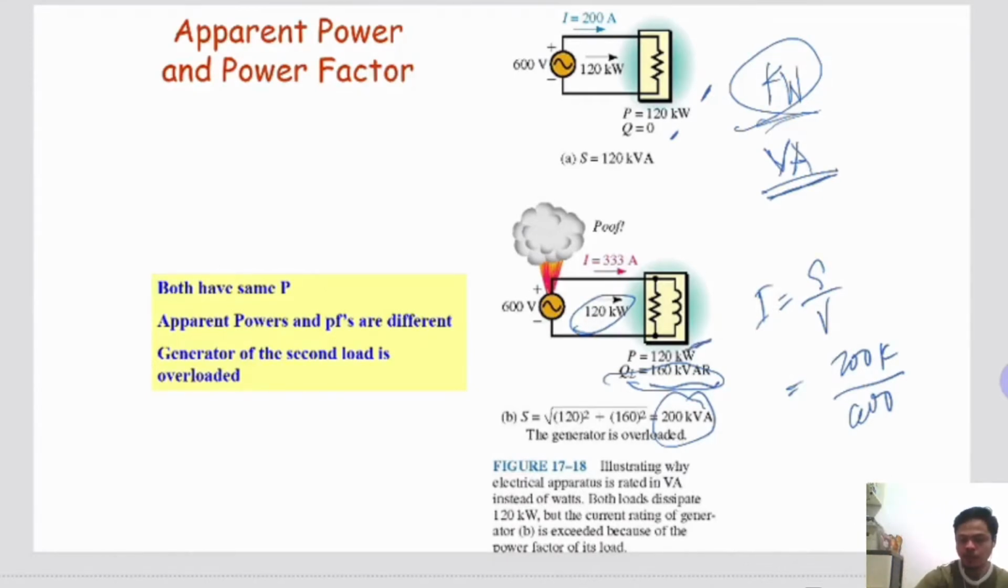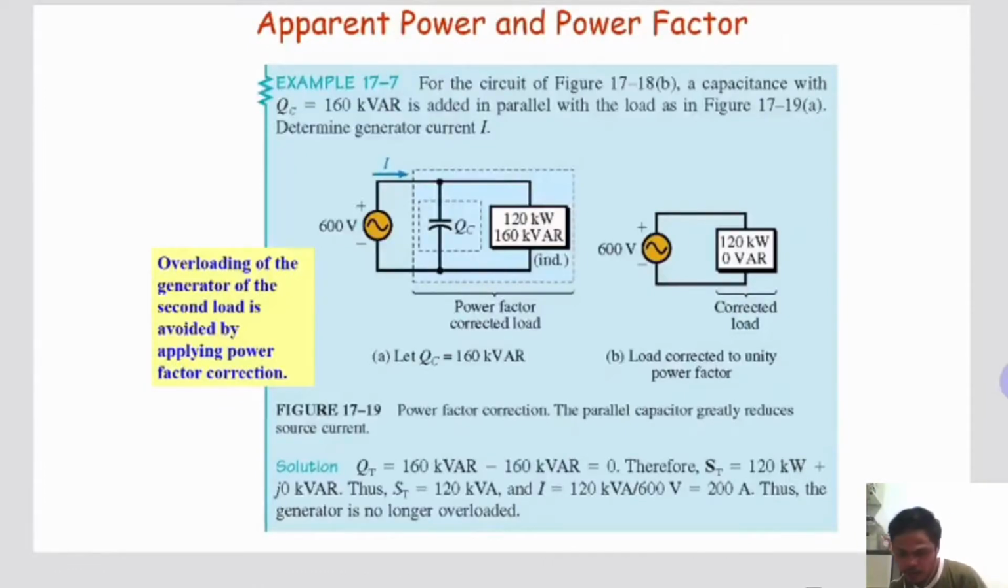Okay, so next we have here an example for power factor, and here we need to compute for the current flowing in the system after the capacitor is added in the system. So for the circuit in the figure, a capacitance with 160 kVAR is added in parallel to the load. So determine now the current I.